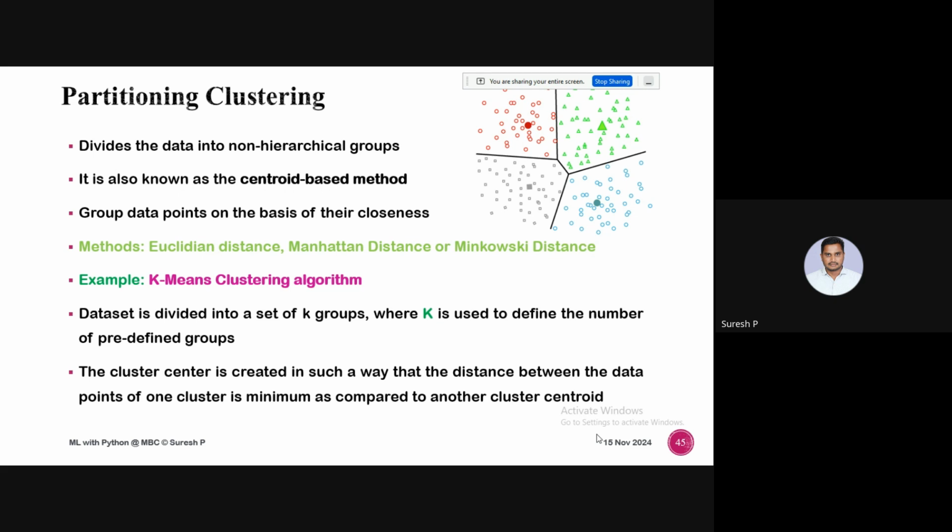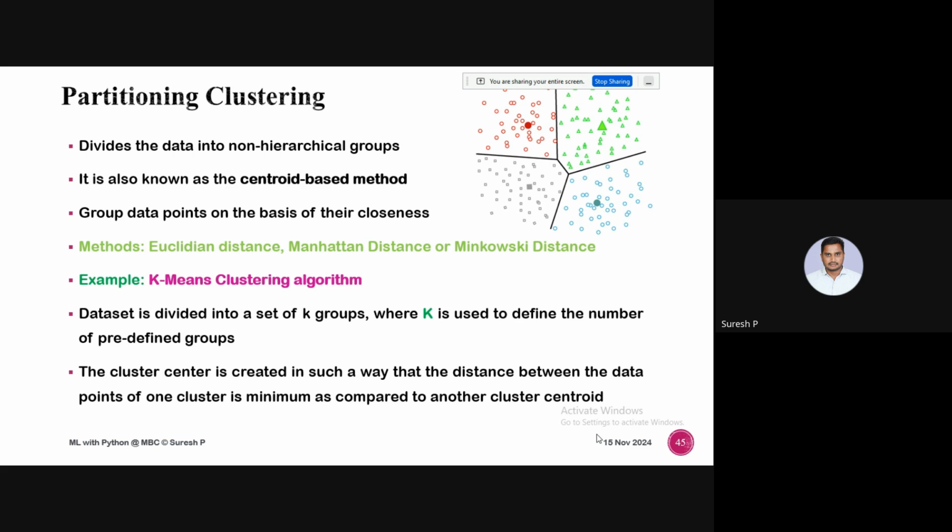K-means clustering is an example clustering algorithm for the type of partitioning clustering. Agglomerative clustering algorithm is an example type of algorithm for hierarchical clustering. And DBSCAN clustering is an example clustering algorithm for density based clustering. Okay. In the k-means clustering, the data points will be divided into non-hierarchical groups. So if you want to divide the data into non-hierarchical groups, then we can go for this partitioning clustering.